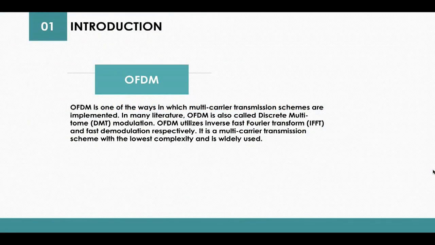The first part is introduction. OFDM is one of the ways in which multi-carrier transmission schemes are implemented. In much literature, OFDM is also called DMT modulation. OFDM utilizes the inverse fast Fourier transform and fast Fourier transform for modulation and demodulation respectively. It is a multi-carrier transmission scheme with the lowest complexity and is widely used.